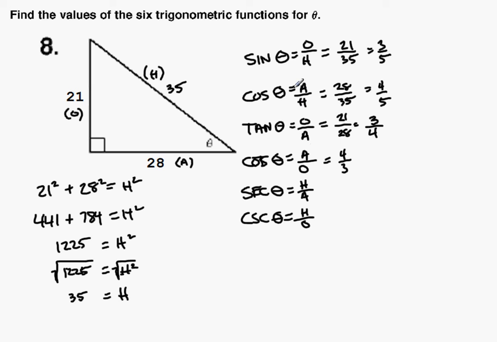Cotangent is the flip of tangent, so that's 4/3. Secant is the flip of cosine, so that's 5/4. And cosecant is the flip or reciprocal of the sine, which is 5/3. So there's our 6 trig functions for theta in this particular case.